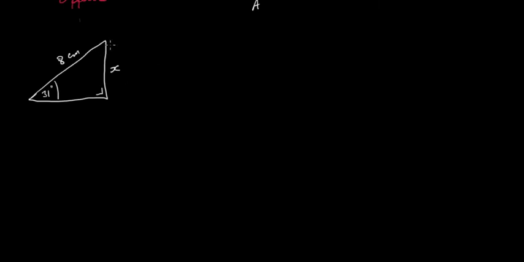So we want to know the opposite. We have the hypotenuse and we have the angle. So what's opposite over hypotenuse? It's just simply sine. So it's the sine of our angle, in this case 31 degrees. So the sine of 31 degrees is opposite over hypotenuse. Now we know that the hypotenuse is 8 centimeters, so we can put that in as well.